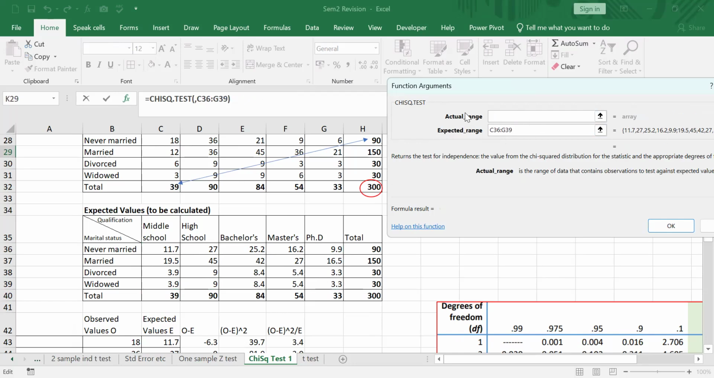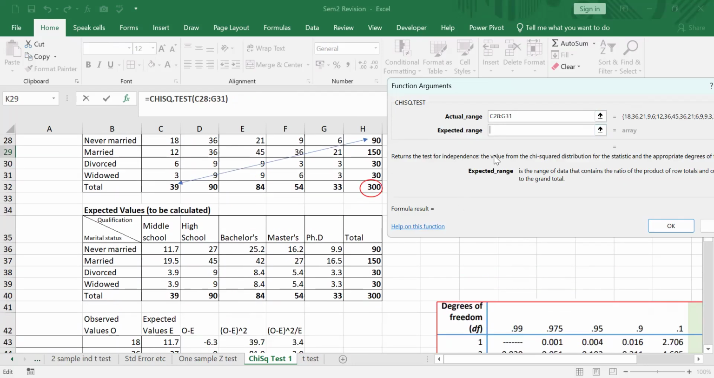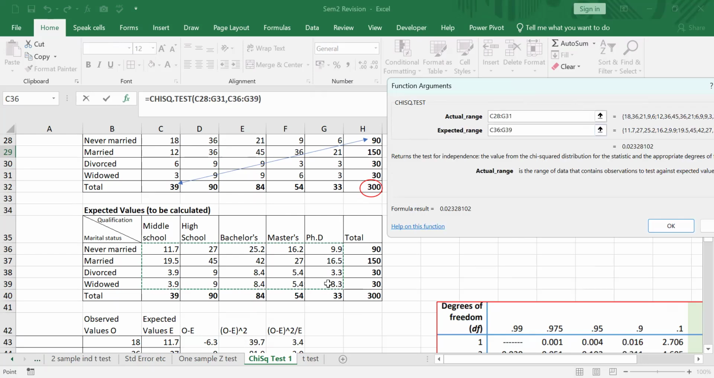I'm making a mistake here, so let me put it once again because I didn't put enter there. Actual range is this one. This is not the one. So put the cursor here, then select actual range. Then remember to put the cursor here. The cursor remains there itself. And then you get 0.023 something.